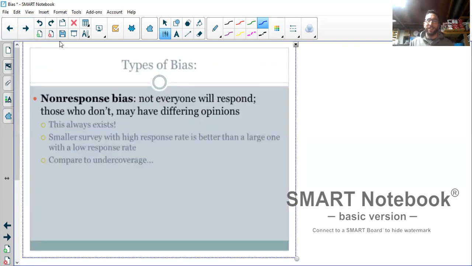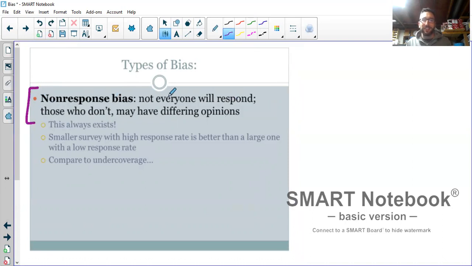Anyways, non-response bias. This is something that's pretty much inherently gonna show up in any poll, any survey we try to do. Non-response bias is the idea that not everyone will respond, but additionally, those people who don't respond might have different opinions about whatever we're surveying about. A lot of times I see students say for non-response bias, just not everyone responds. But if all the people who didn't respond were going to say the same thing as the people who did, it wouldn't matter that they didn't respond. The key is that not everyone responds, and the people who don't might have a different opinion. This is pretty much always going to exist.